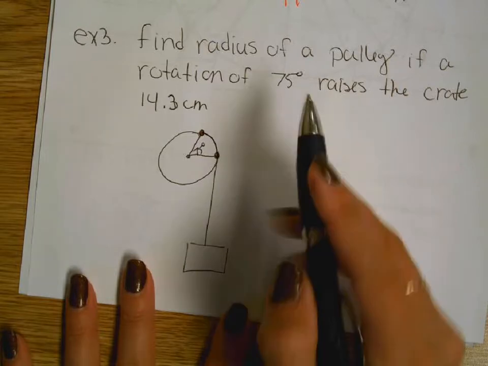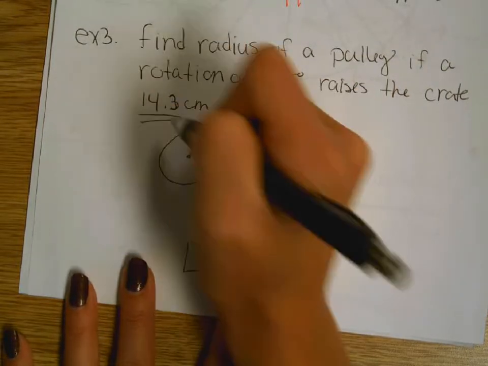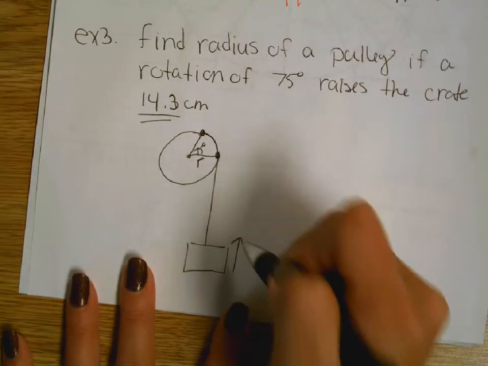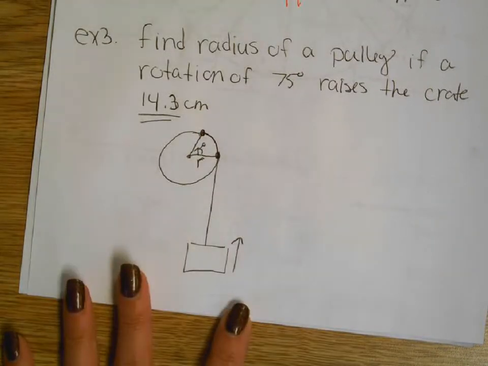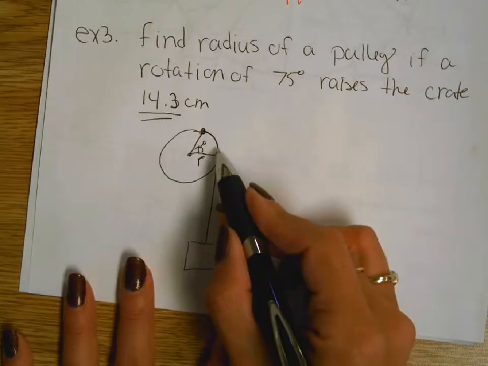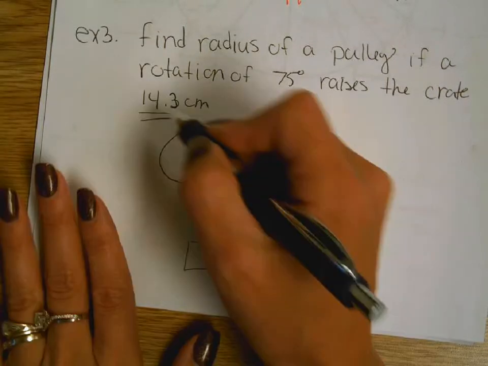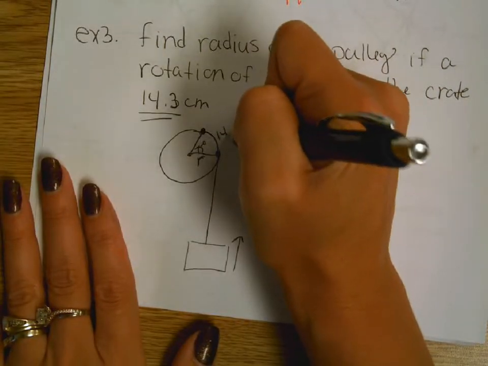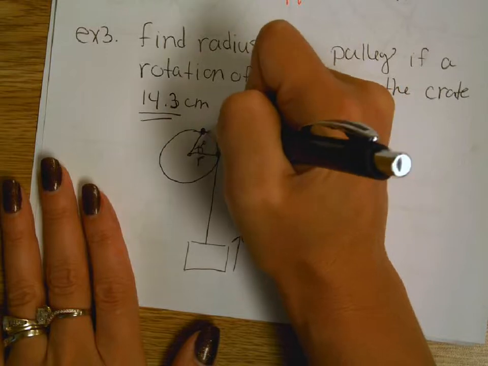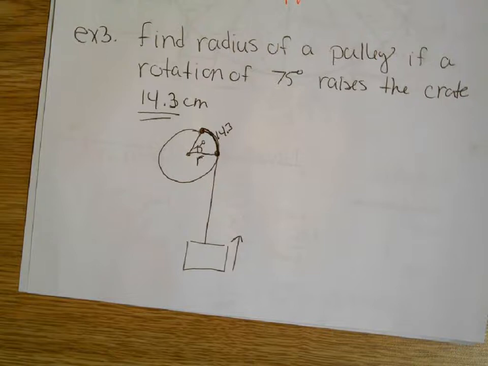So I got the 75 degrees. I don't know the radius of the pulley. What is this 14.3 centimeters that this is going up in the air telling me? Out on the edge. So that 14.3 is our arc length, is what I was going for there. Because that's how much rope is going to wrap around. So that 14.3 is the amount of rope that gets wrapped around the edge of this pulley, so that is our S value.